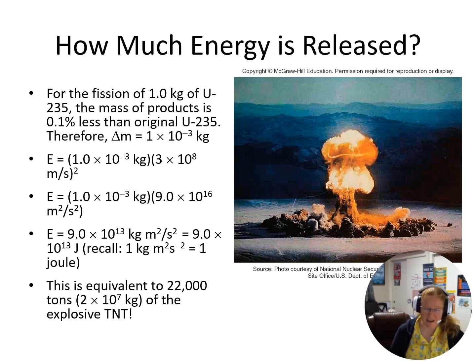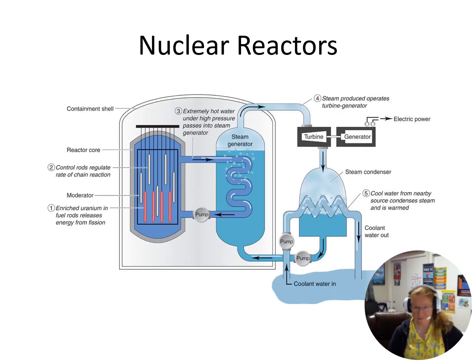Now, when I look at a nuclear reactor, this is basically what we have. We've got a reactor core. All right, so we are generating all this energy there. We've got this steam generator. So we get hot water, passes into that steam generator, and then that steam generator turns a turbine, which goes to a generator, which gives us electric power.